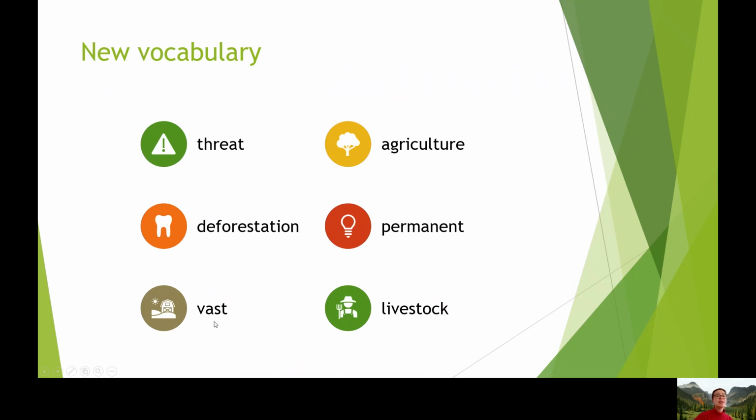Vast means big, very, very big. So the Amazon rainforest is vast, and the amount of deforestation that is currently occurring is also vast. Livestock just means cattle, so cows that are used in agriculture. Livestock is used in farming.